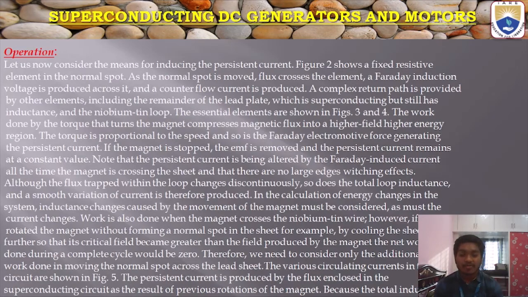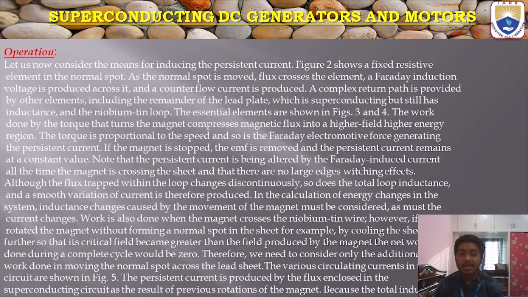Work is also done when the magnet crosses the niobium tin wire. However, if we rotate the magnet without forming a normal spot in the sheet, for example by cooling the sheet further so that its critical field becomes greater than the field produced by the magnet, then the work done during a complete cycle would be zero. Therefore, we need to consider only the additional work done in moving the normal spot across the lead sheet.